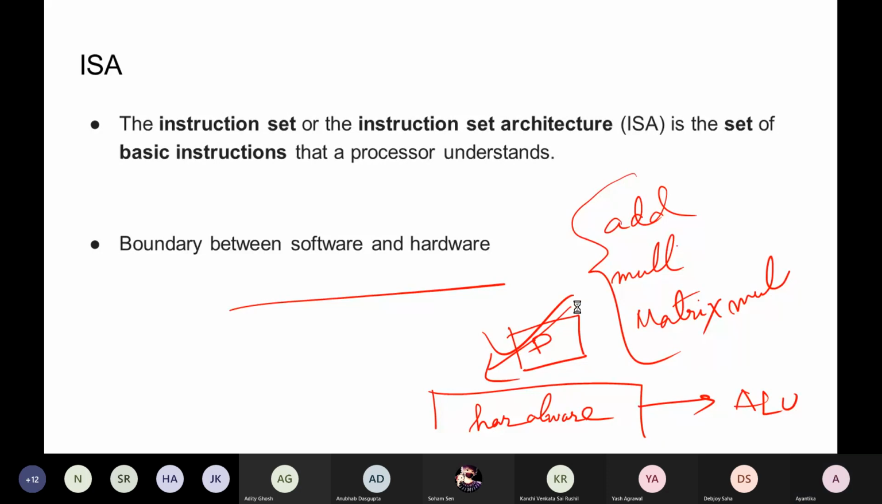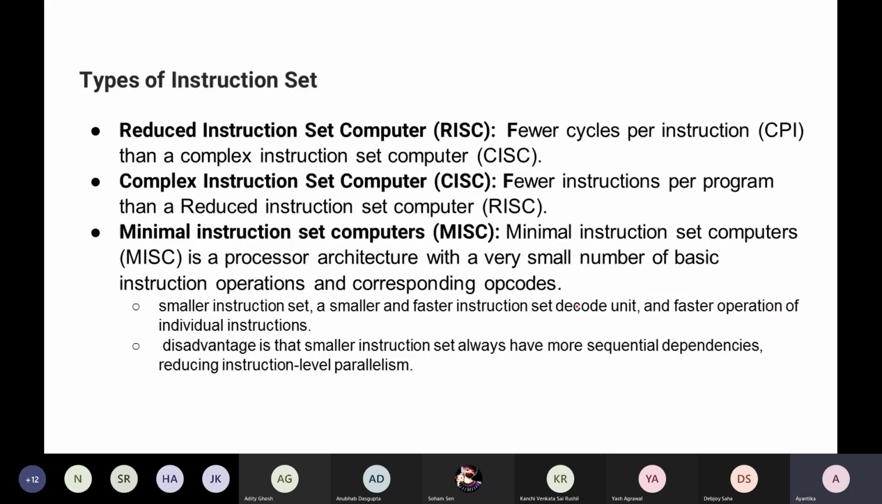Okay. So based on that, you have multiple types of instruction sets. That is reduced instruction set, complex instruction set, minimal instruction set. Now reduced means you need fewer cycles per instruction. Let's take a very simple example. Let's say you are trying to implement add. Add is a very simple instruction and you can implement it in very few cycles.